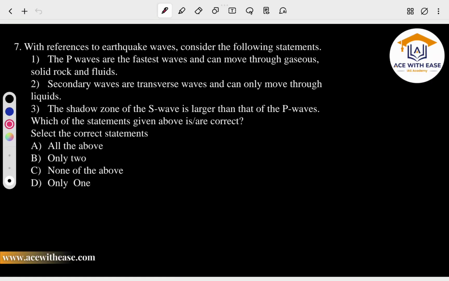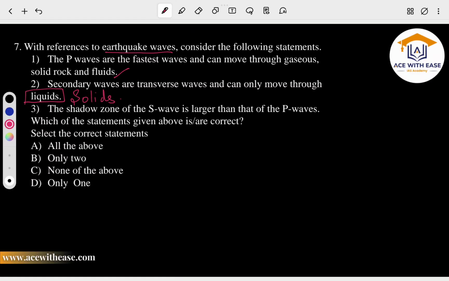Seventh question, with reference to earthquake waves, consider the following statements. P waves are the fastest waves and can move through gases, solid rock, and fluids. So yes, this is a correct statement. Secondary waves are transverse waves and can only move in liquids. Now this is a wrong one. Secondary waves, or the S waves, can move through only solids.